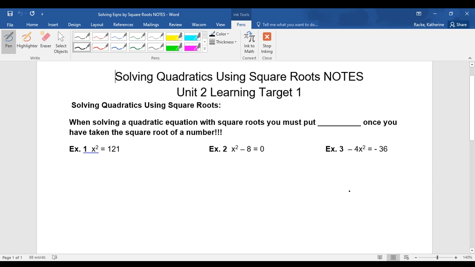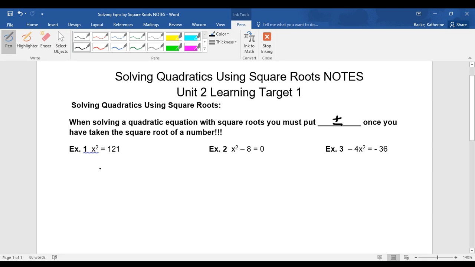Hey, hi guys. We're going to go ahead and get started with solving quadratics using square roots. When solving a quadratic equation with square roots, you must put a plus and minus in front once you have taken the square root of the number. That just lets me know that there is a positive of that answer and also a negative of that answer.